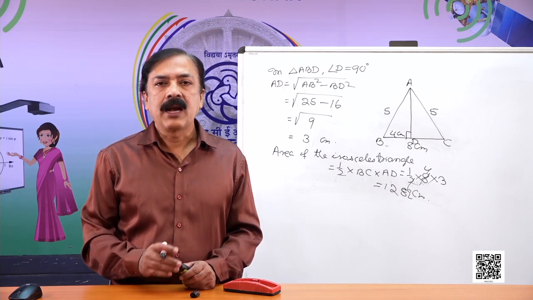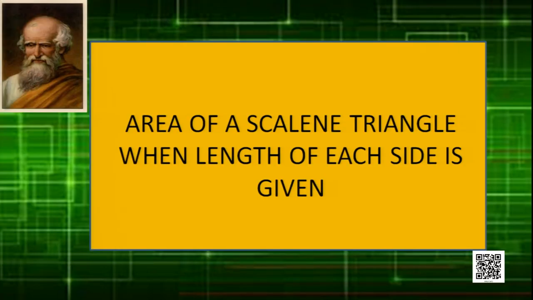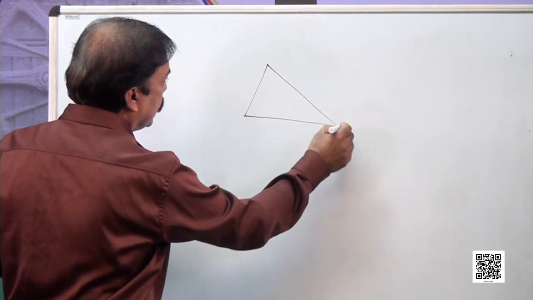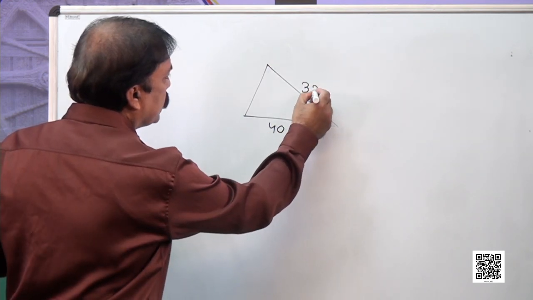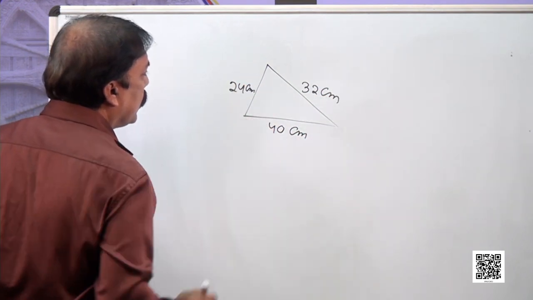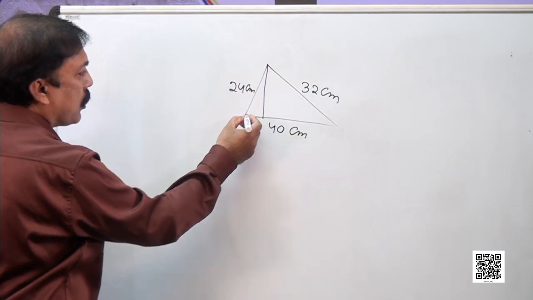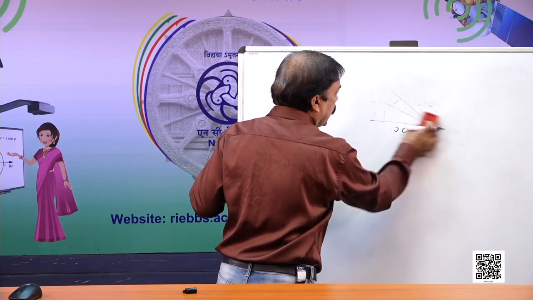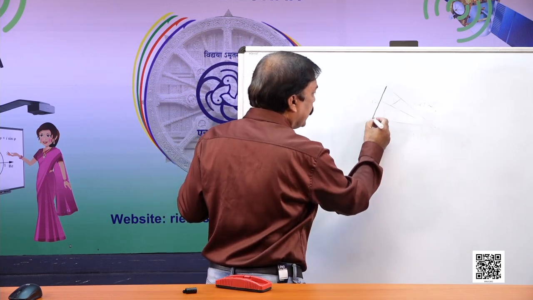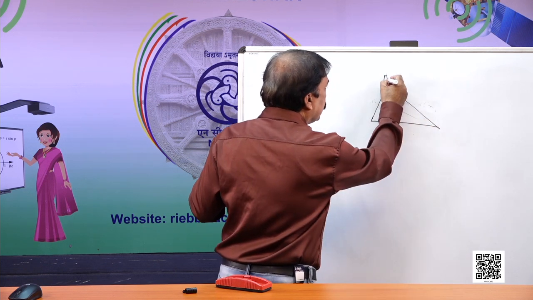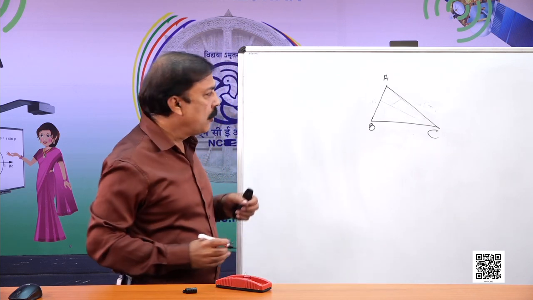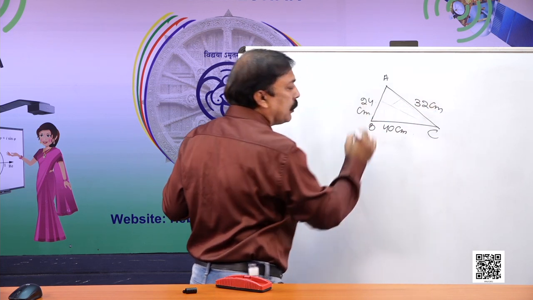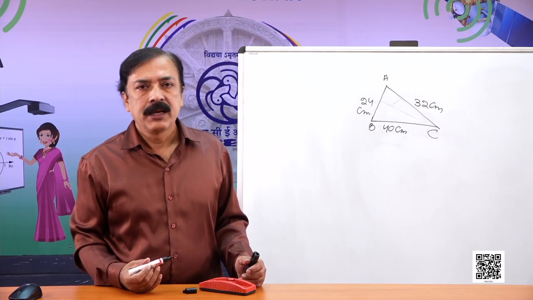Let's come to another triangle, that is area of a scalene triangle when length of each side is given. Let's get a scalene triangle whose sides are say 40 centimeter, 32 centimeter and 24 centimeter. Can you find this height or this height or this height? It is not so easy to get the length of the height in case of a scalene triangle. So, how to find the area of this scalene triangle?